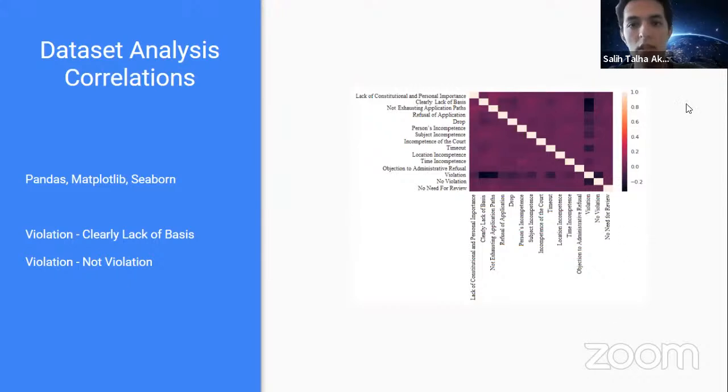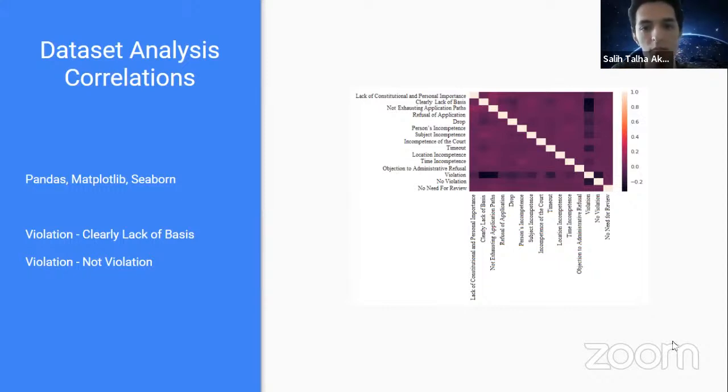Okay. We have visualized our dataset using libraries like Pandas, Matplotlib, and Seaborn, as Serdar said. And we see here a heat map. A case can have more than one claim. Therefore, it can have more than one result. Here is a correlation matrix shown as a heat map. We can see the correlation of results with each other. We can see that violation and no violation have a negative correlation since it's shown as black. Also, decisions like violation and clear lack of basis have a negative correlation too.